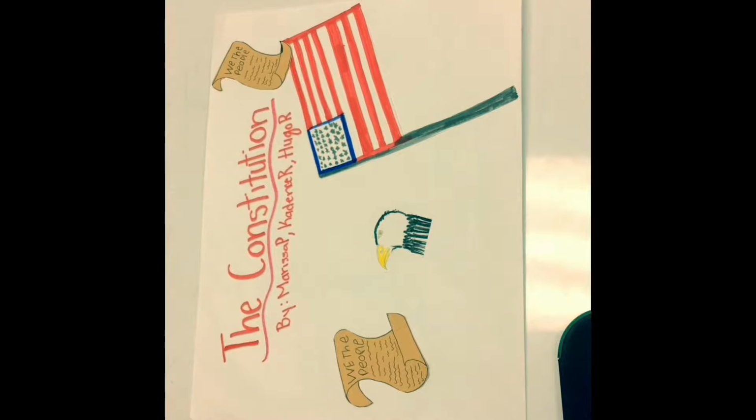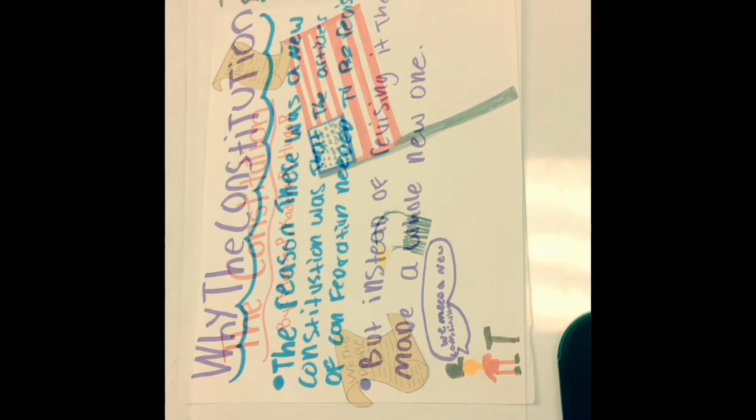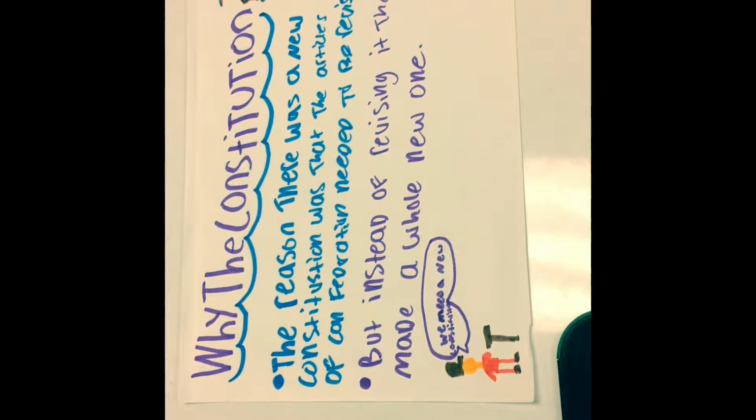This project is about the Constitution by Marissa, Kadence, and Hugo. The first slide is about why the Constitution was made. One reason the Constitution was made was because the first one wasn't good, and they decided to meet up and make a brand new Constitution.